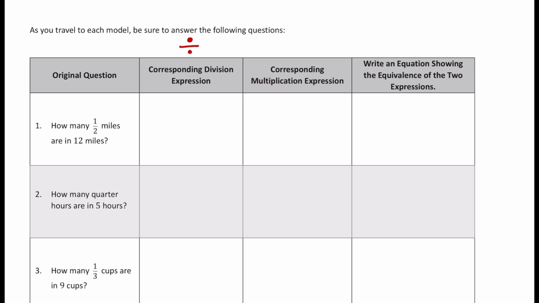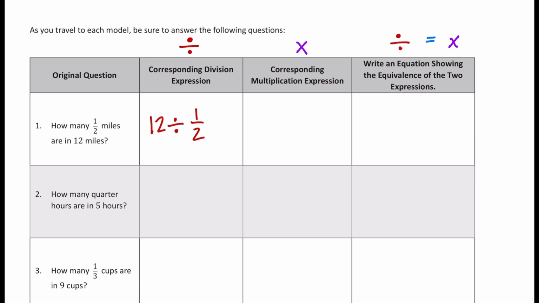Now, remember, in the first column, we're going to be writing a division expression. In the second, multiplication. And in the last column, we're going to be showing how division and multiplication are equivalent between the two expressions that we've created. In the first question, we have, how many 1/2 miles are in 12 miles? Well, what am I doing here? I was given 12 miles, and I want to know how many times 1/2 can fit into the total 12 miles. That means that my dividend is going to be 12 and my divisor is 1/2. So to set up my division expression, it will be 12 divided by 1/2.